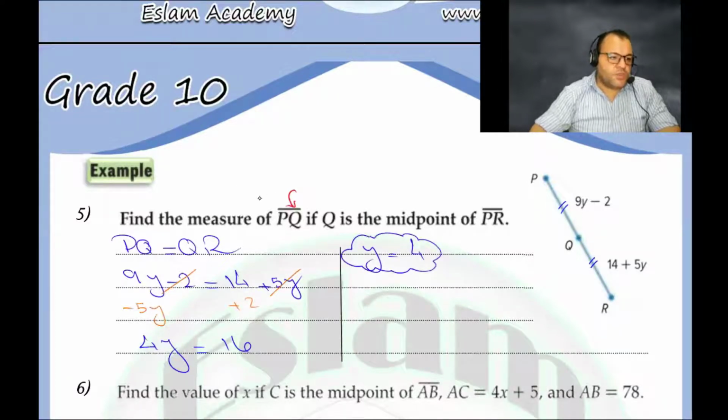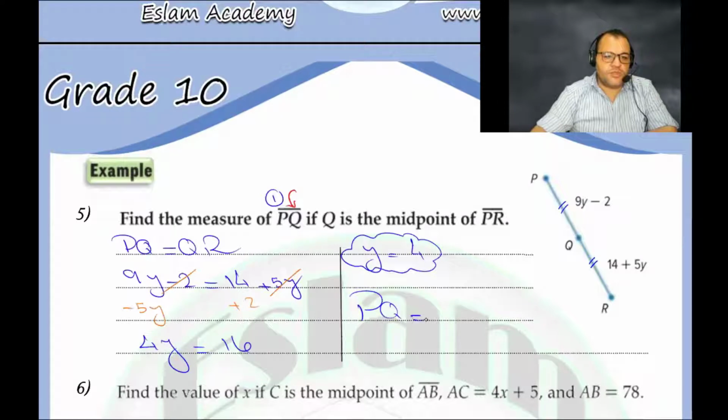Again, look at the question. We need to find the length of PQ. It means we don't need to find y. If you stop at y, your answer will be wrong, because I need just the final answer. So PQ, how do we find PQ?